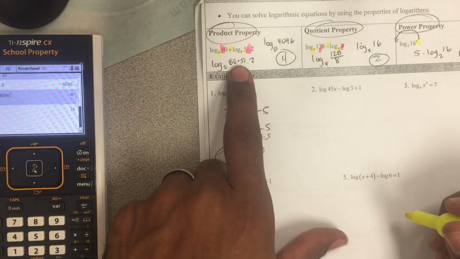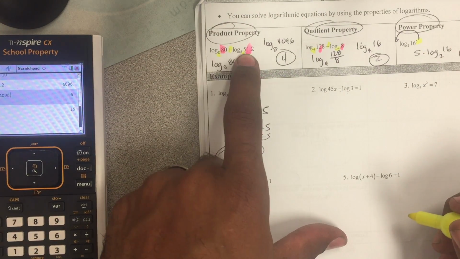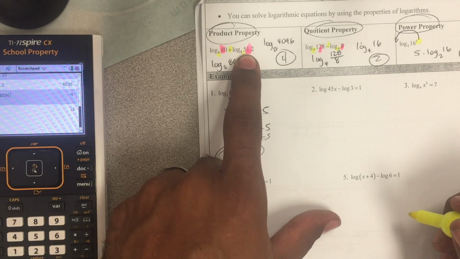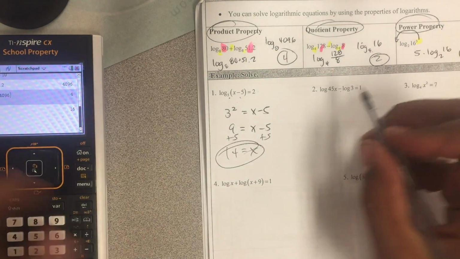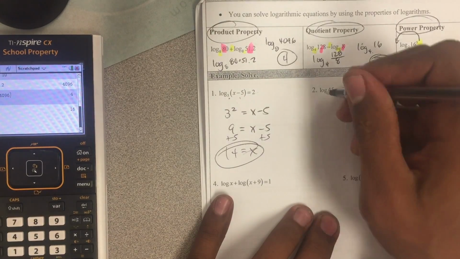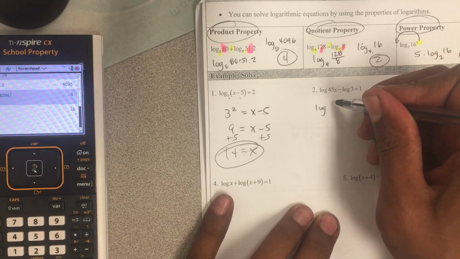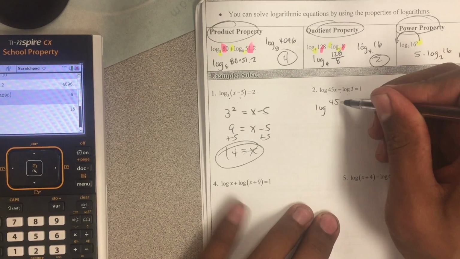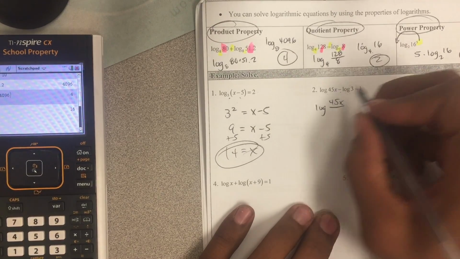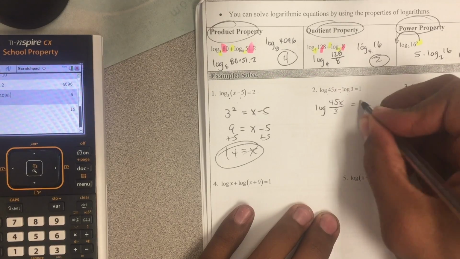I need to emphasize that. If this was like log base 8 and log base 7, you couldn't put those together. Okay, so they have to be the same. In this case, there's none, so they're both 10. So now it's log base 10, 45x over 3 is equal to 1.